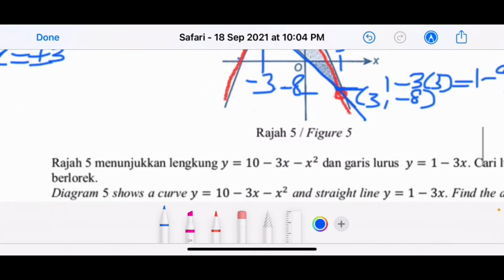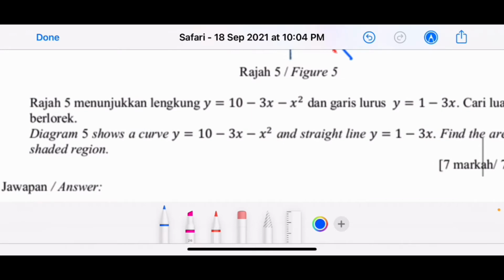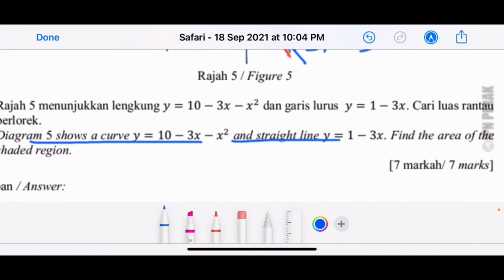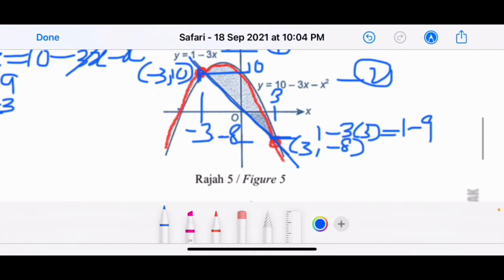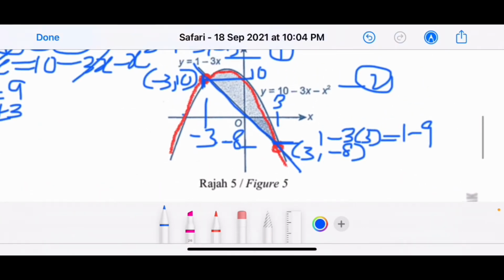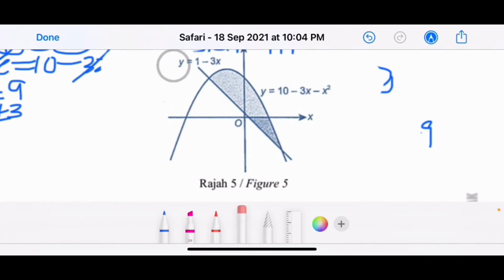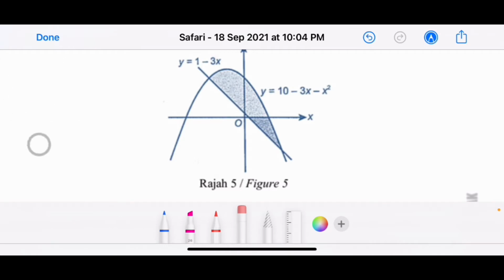Let's see what the question wants. Diagram 5 shows the curve and the straight line. Yes, find the area of the shaded region. Area of the shaded region. Okay, fine. Now let's figure out how to find the shaded region.